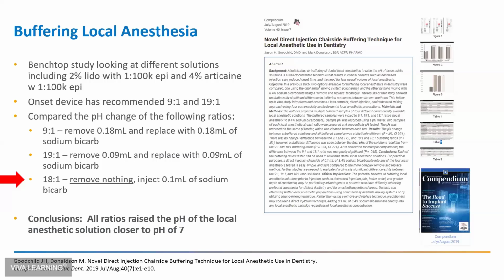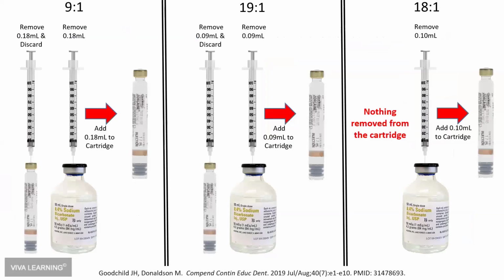So again, I just wanted to investigate whether I could just inject some sodium bicarbonate in, and would that also work? And here is a graphic showing you what I did. There's 9:1, 19:1, and the direct injection. On the far left, I took out 0.18 mLs and replaced it with 0.18 mLs of sodium bicarbonate. Then I did half: remove 0.09 and replace it with 0.09 of bicarb. And then my study was really around, what if I just injected some bicarb in? And that was 0.1 mLs. What I was able to show was that they were all basically the same.